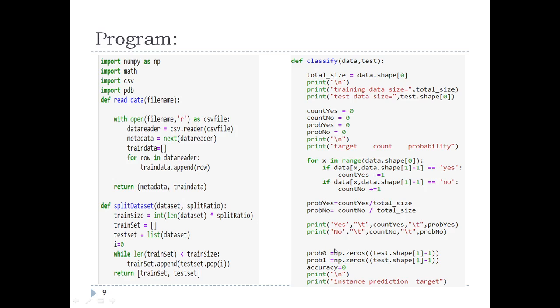Then we have to calculate accuracy, meaning we need to take the test data and assign or classify this test data to two particular classes. So then we'll initialize one variable for accuracy to calculate accuracy for this classification problem.